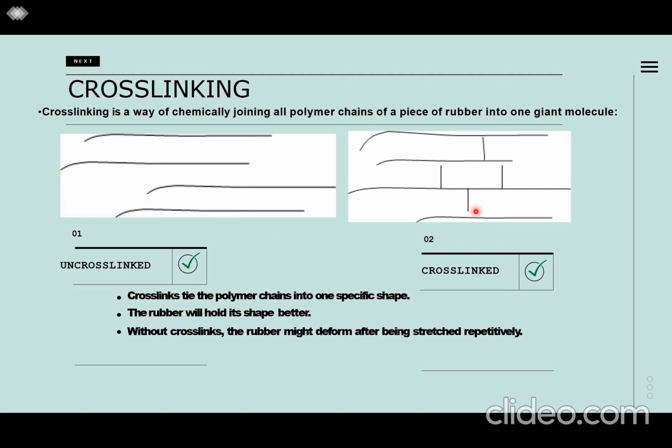However, on your right, you see the structure of a cross-linked polymer. It consists of chemical bonds that attach each of the polymer chains, and if you introduce an external force, they will move and deform, but once the stretch is removed, they will come back to their original positions. This bridge ties the polymer chains into one specific shape, whereas rubber without cross-links might deform after being stretched repetitively.